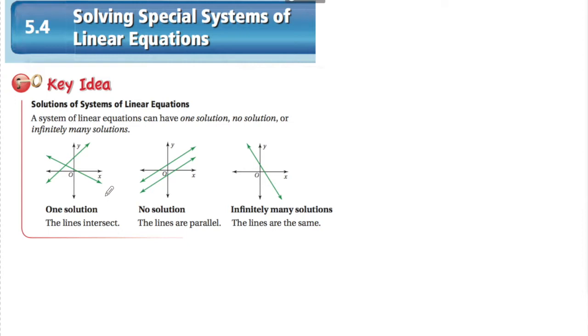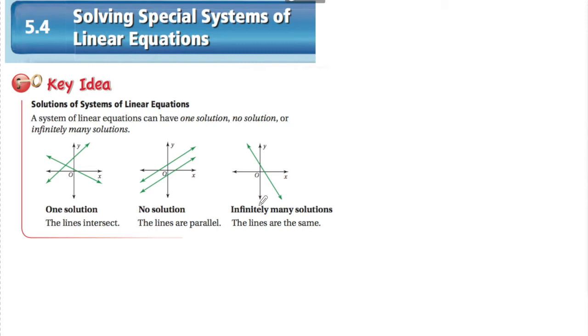No solution. These lines are parallel. Two lines that are parallel on a graph. They have the same slope but different y-intercepts. So think about it. Two parallel lines on a graph. They're going to go on and on and on forever, but they're never going to intersect. So there won't be a solution. At no point are these two lines equal. There will never be an ordered pair.